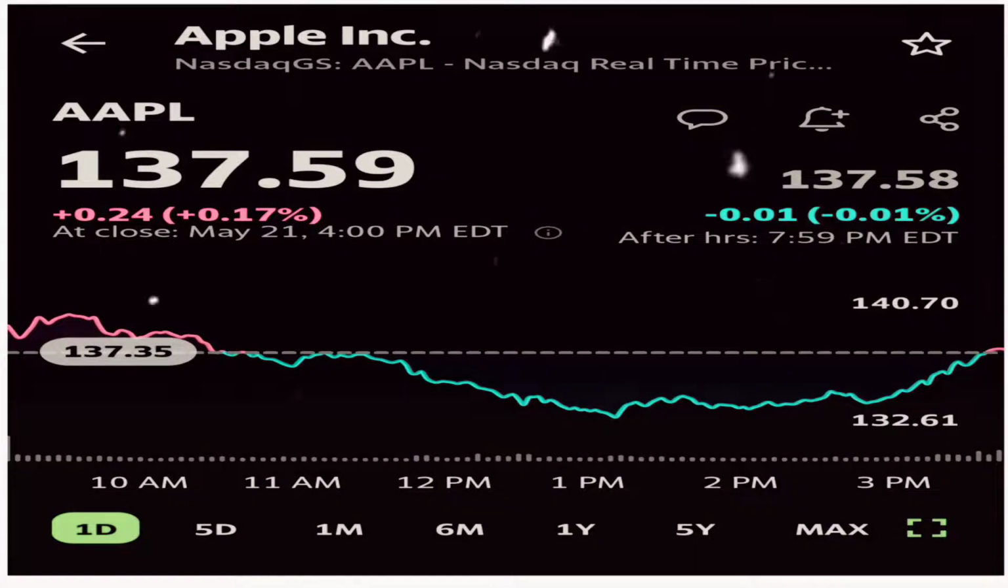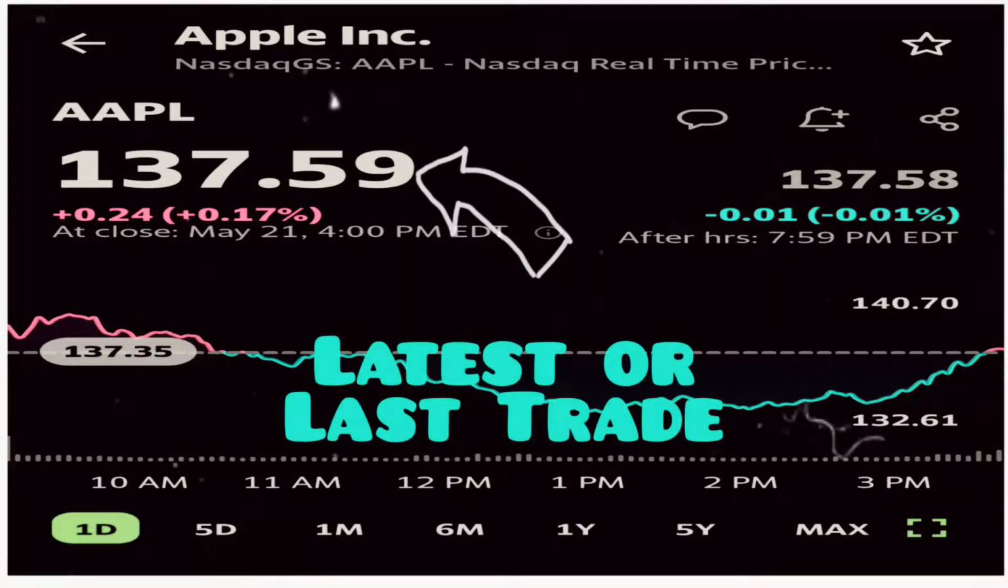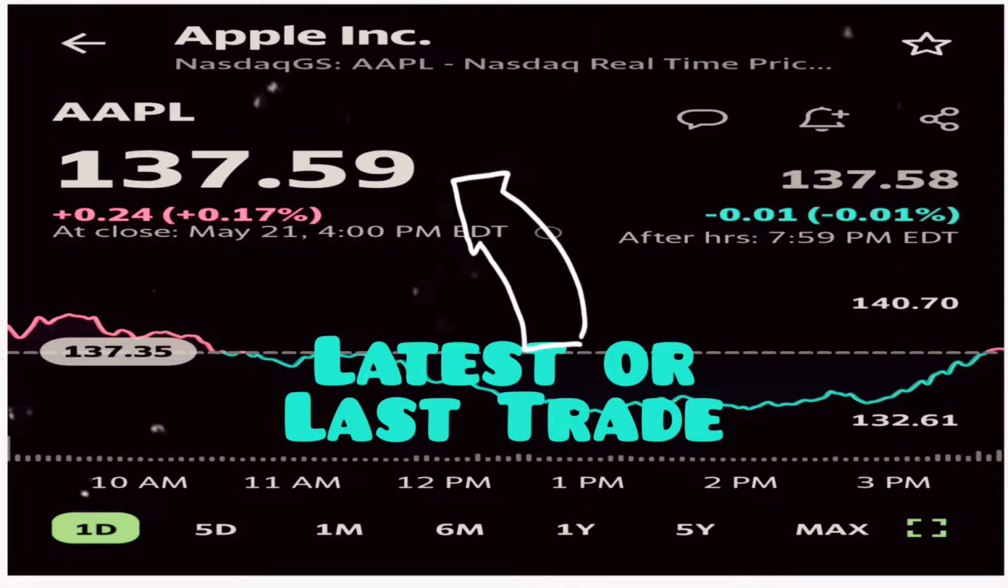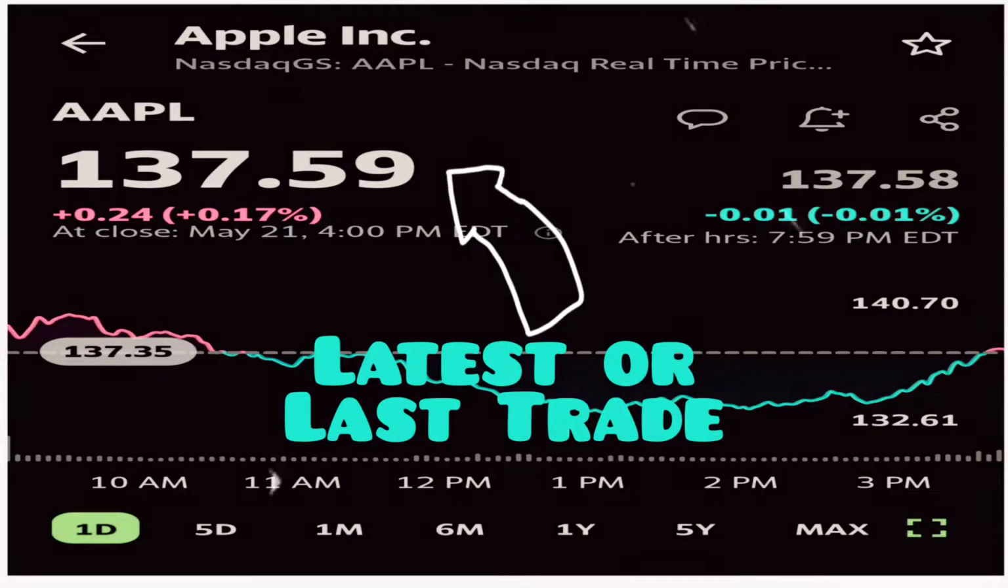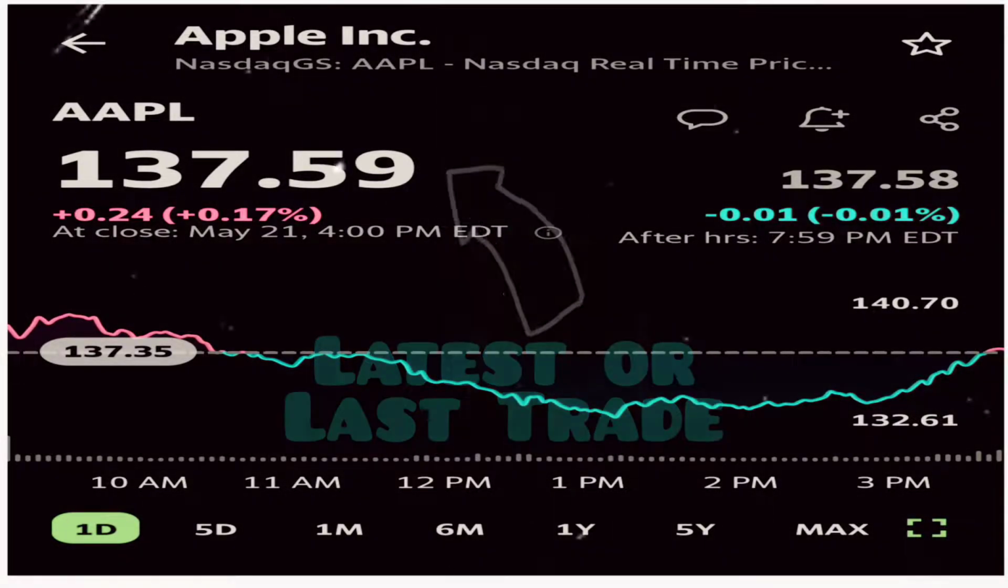But actually the big screen price represents the latest or last trade executed at that price between one or many buyers and sellers. So at market hours, there are lots of trades executed. That's why it changes rapidly into red or green.